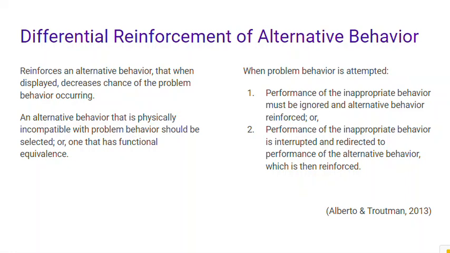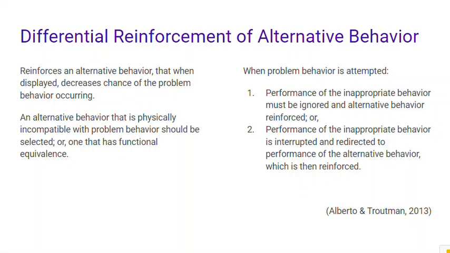So now, when the problem behavior is attempted by the student or by the child, you can perform differential reinforcement in one of two ways. First way is to ignore the inappropriate behavior and reinforce the alternative behavior that you are trying to teach. In this case, it would be FCT.